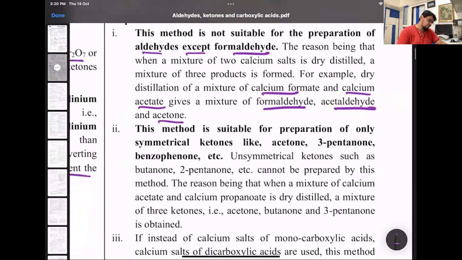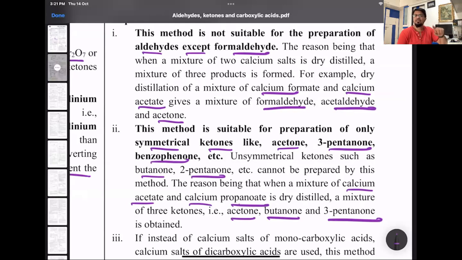This method is suitable for the preparation of only symmetrical ketones. Symmetrical, both sides are same: R, C double bond O, R dash. When R and R dash are same, we get symmetrical ketones like acetone, pentane-3-one, benzophenone. Unsymmetrical ketones like butanone, pentane-2,3-dione cannot be prepared. Same why? Because you'll be taking 2 calcium salts, and 2 calcium salts will always give a mixture of 3 different ketones. Look at that. Calcium acetate and calcium propionate, when dry distilled, give a mixture of 3 ketones: acetone, butanone, and pentan-3-one.